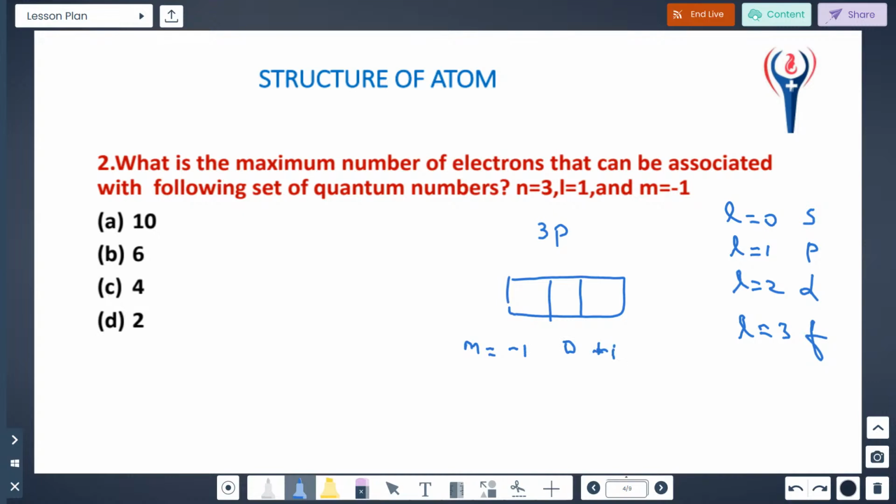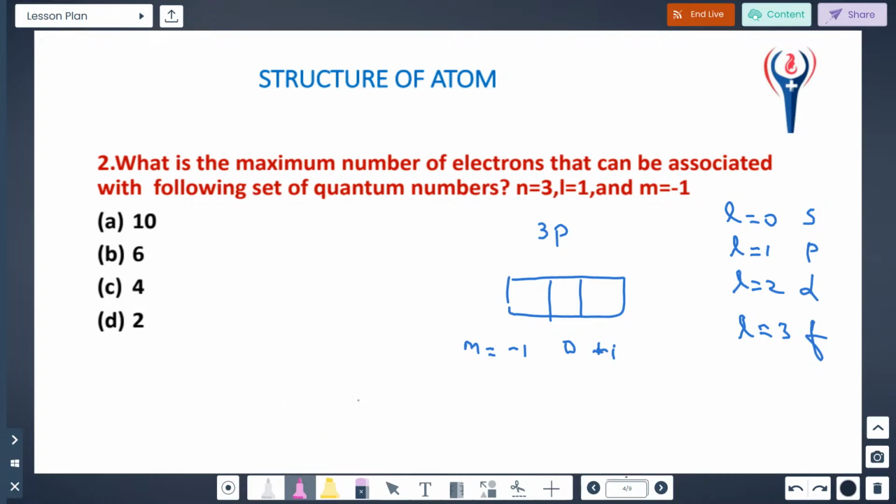Now they are asking the maximum number of electrons that can be accommodated with N is equal to 3, L is equal to 1, M is equal to -1 only. Suppose ML is not given, we can simply say 3p has 6 electrons. But M is equal to -1 is mentioned, so there are 2 electrons. That's the answer.